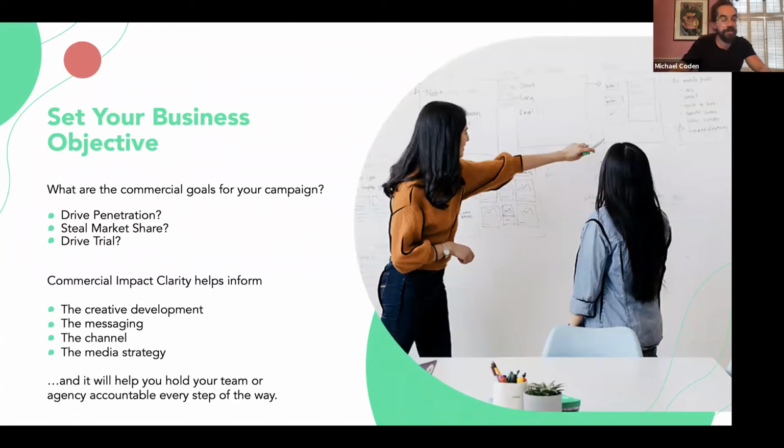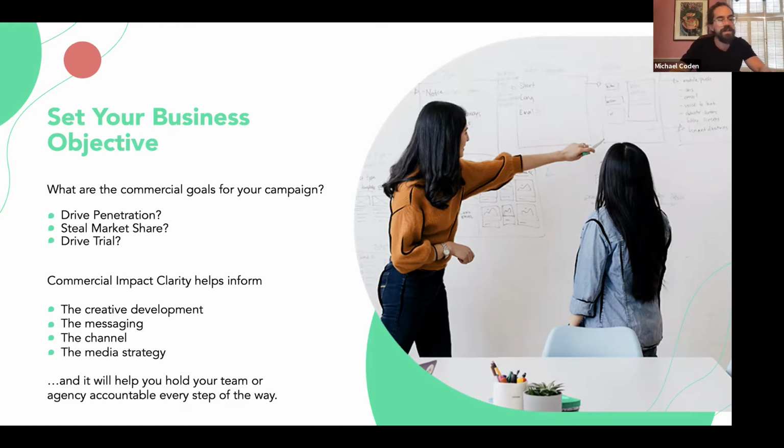So if, for example, you're trying to steal share, which Fever-Tree is, we'll come on to in a second, you might look to brief your creative to ensure it has a competitive claim within it. Or if you're trying to drive trial, you might deliver a strong benefit-focused message, for example, that might get that product rotating off the shelves quicker.